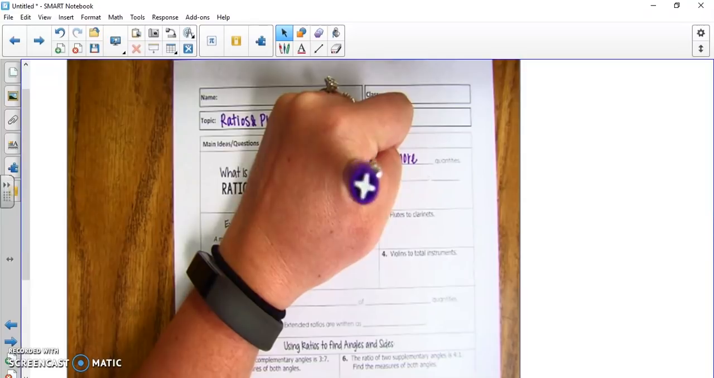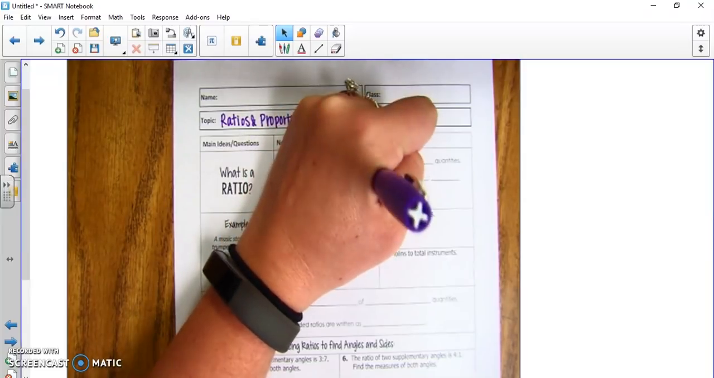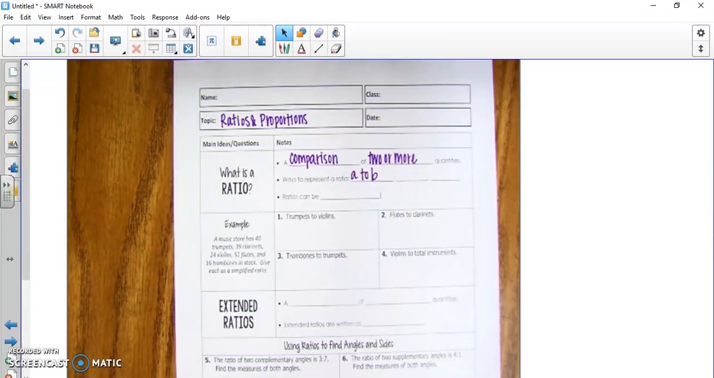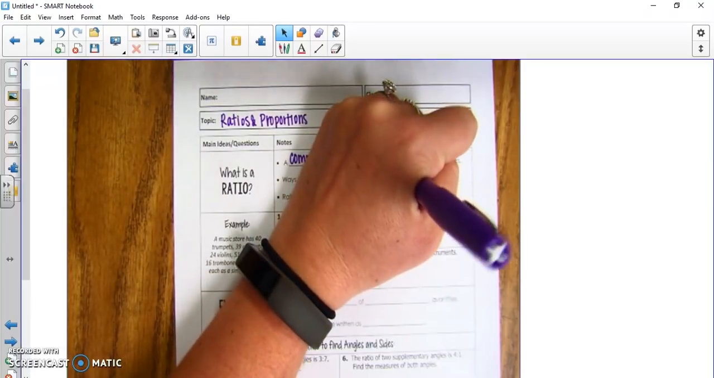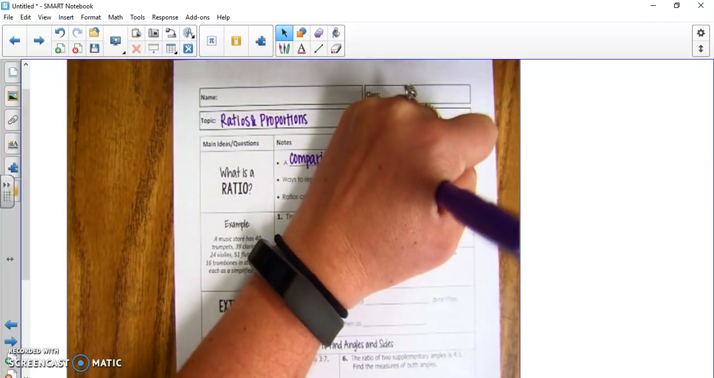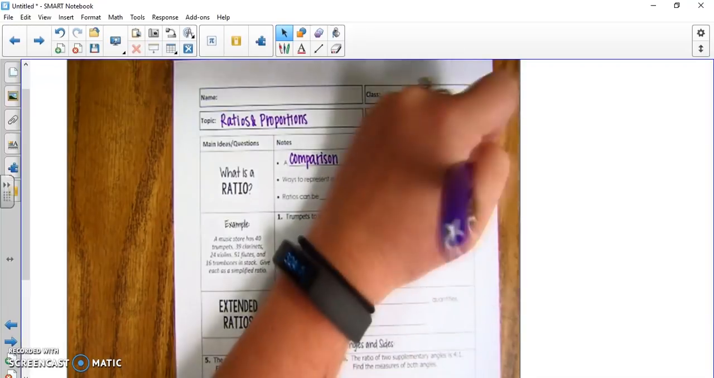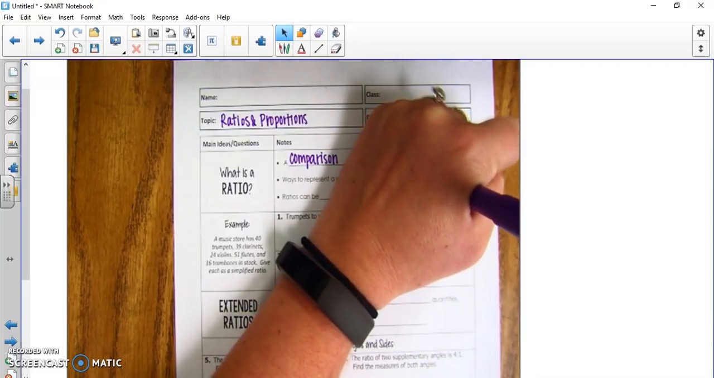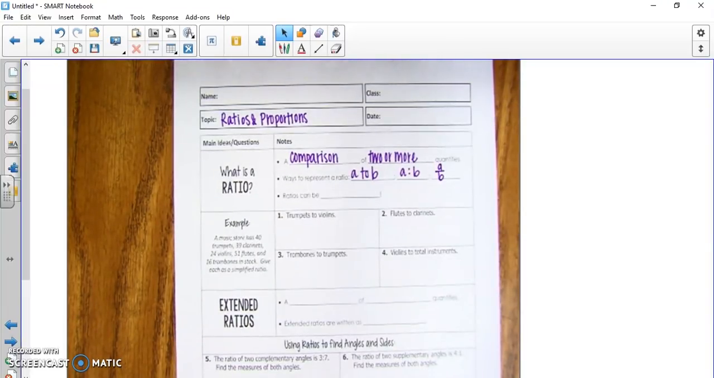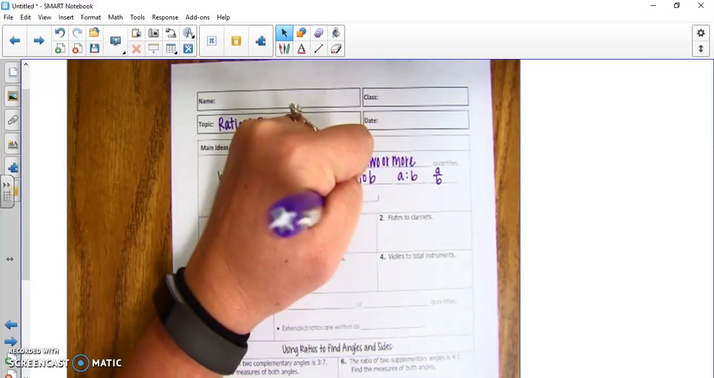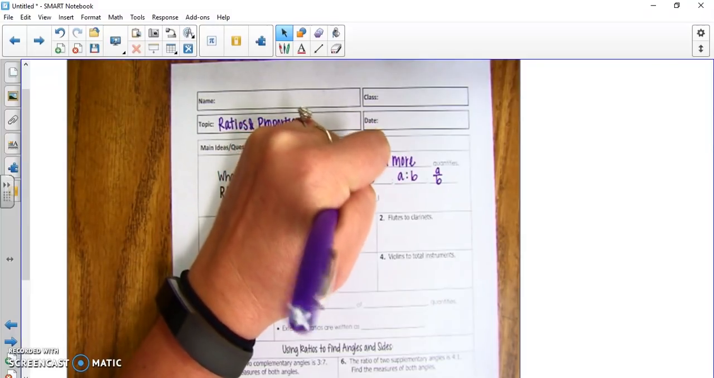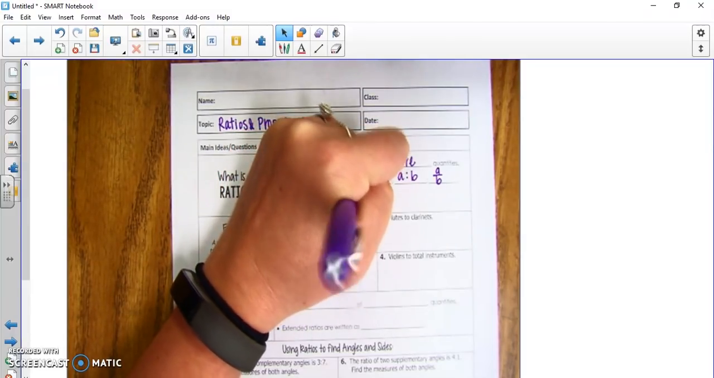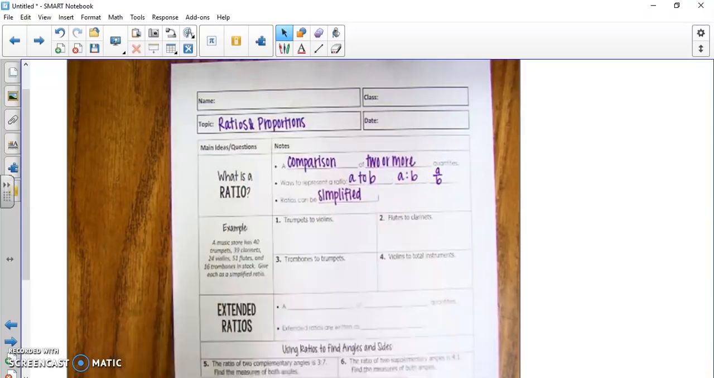Alright, so we have a few ways to represent a ratio, which we have already learned before. So we can have A to B. We can have A with a colon, B. And then we can also have a fraction, like A over B. So ratios can also be simplified. So when we write ratios, we can either write them simplified or we can leave them how they are.